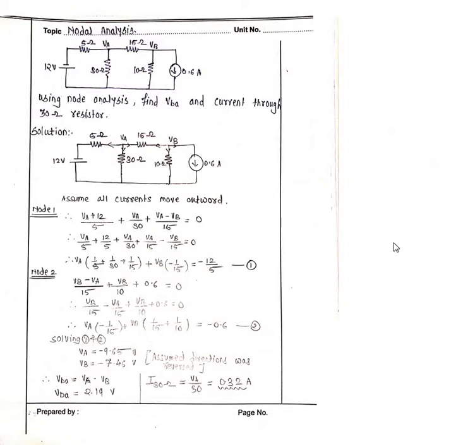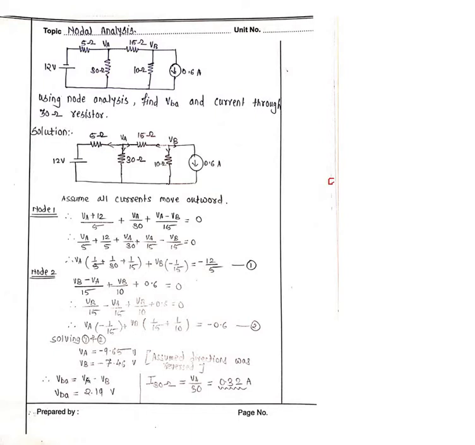Okay, what is the summary? Step number 1 is very simple. There are two nodes. In the two nodes, assume all currents move in outward directions. Have I assumed or not? Yes, I have assumed. After assuming all currents move outward, write the node 1 equation. Similarly, write the node 2 equation. Then write the VA value and VB value separately in equation number 1 and equation number 2. Solve equations 1 and 2. Do you know how to solve? For example, the simplest solving method.